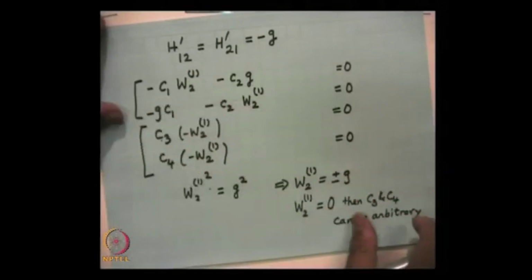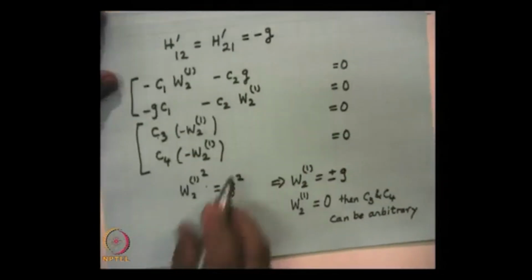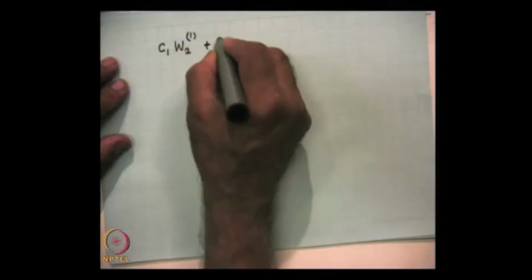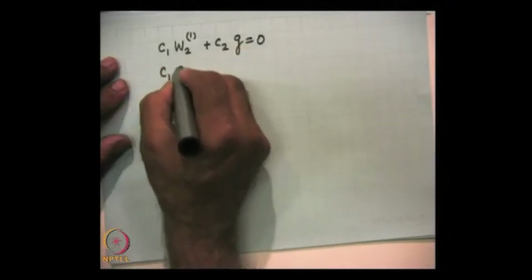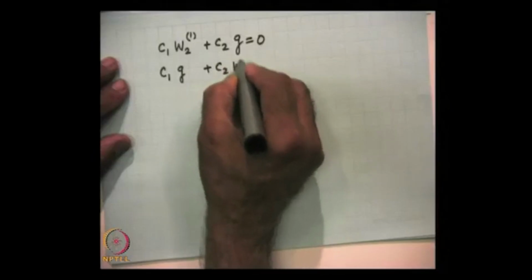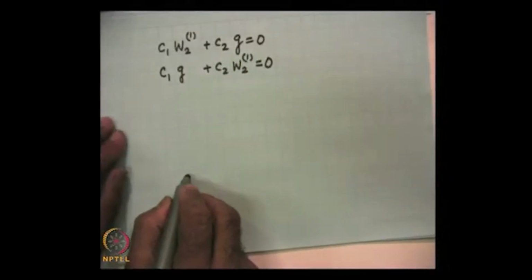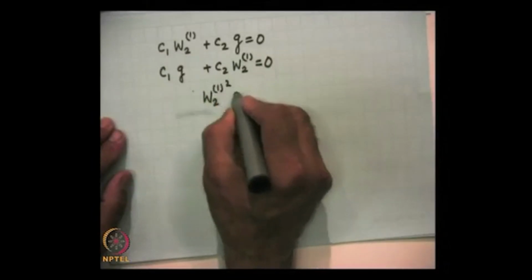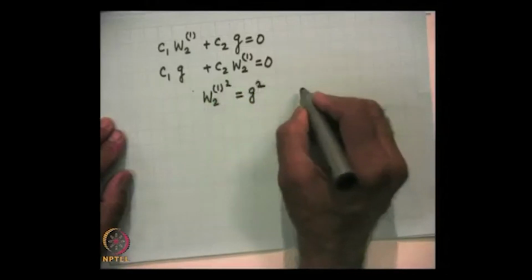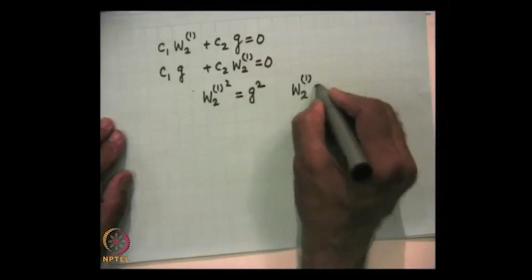Now, first let me write down the first two equations. If I take the minus sign out, we get C1 W21 plus C2 G is equal to 0, C1 G plus C2 W21 is equal to 0. So, the determinant must be 0. Therefore, W21 whole square will be equal to G square, and then W21 is equal to plus minus G.